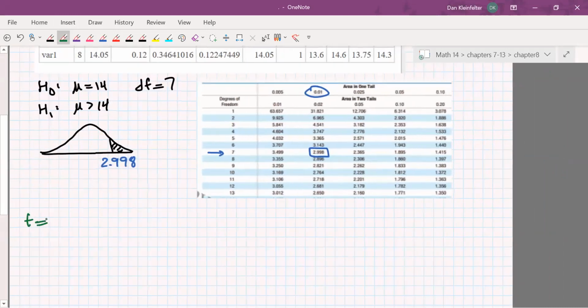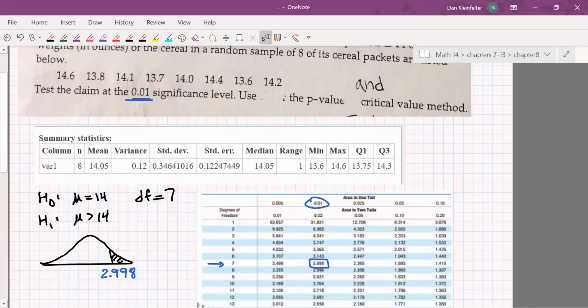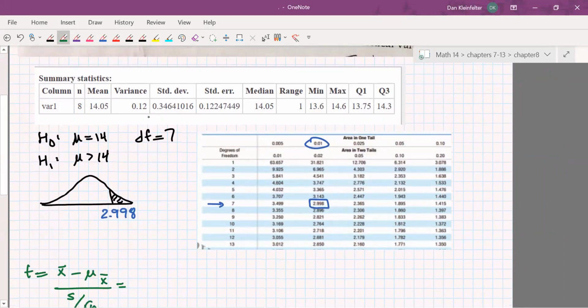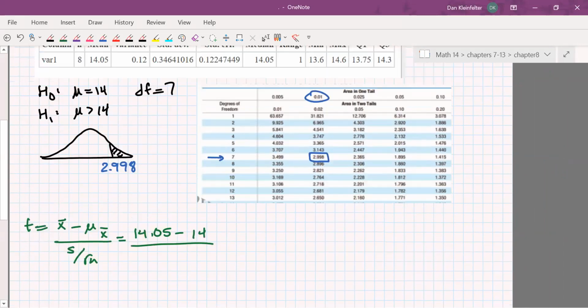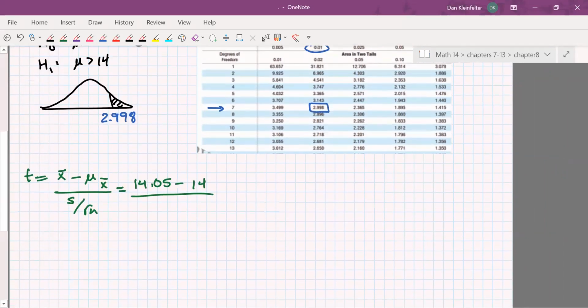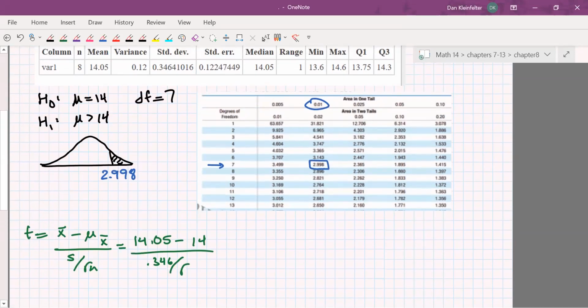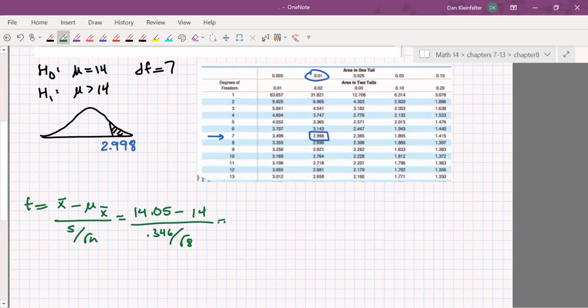All right, test statistic next. So our t is x bar minus mu, over s over root n. Are you getting sick of this yet? X bar, the sample mean we'd found was 14.05. Hypothesized mu was 14. Sample standard deviation was 0.346 from StatCrunch, and our sample size was 8. Okay, so let's go ahead and calculate a test statistic from that.